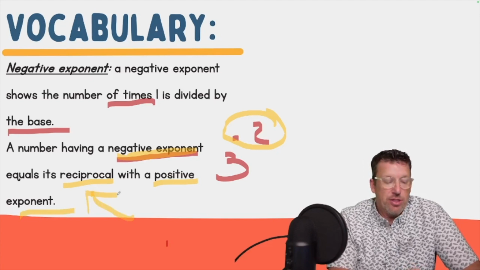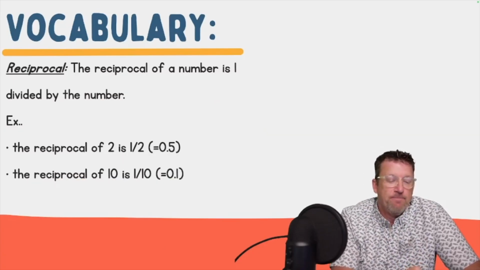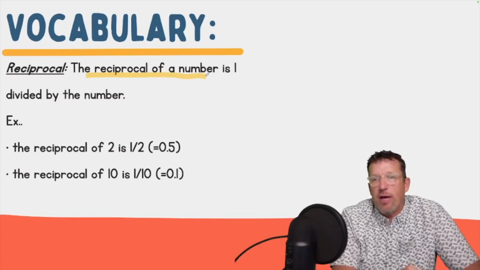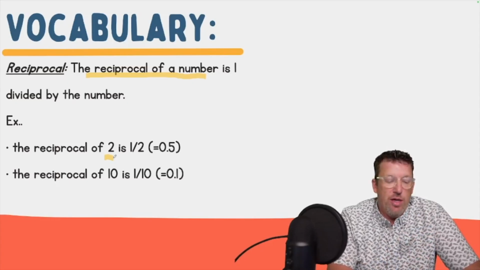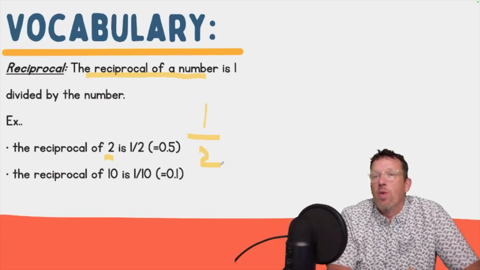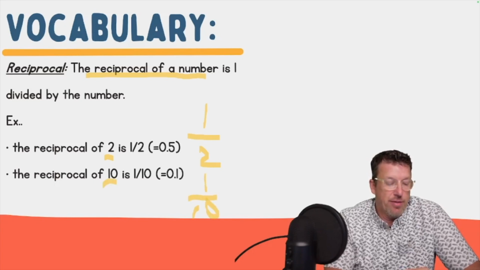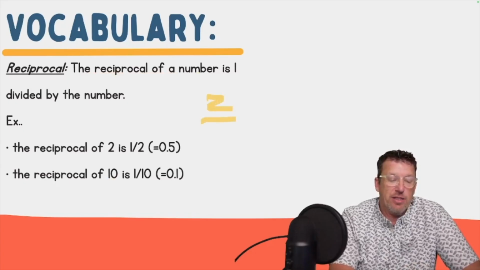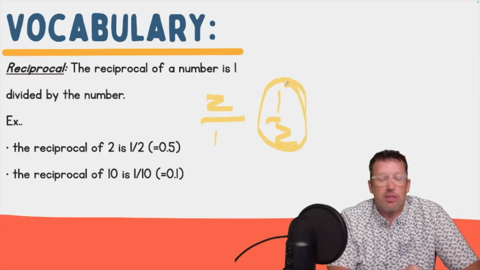You may not know what reciprocal means, so that's going to be our next vocabulary word. The reciprocal of a number is 1 divided by that same number. Basically, the way I think of it is, we're just going to flip it over. The reciprocal of 2 is 1 divided by 2. So you just take that number and put 1 above it. The reciprocal of 10 is 1 over 10. Because if we think about what 2 really is as a fraction, it's 2 over 1. And when we flip it over, it's 1 over 2. And that would be the reciprocal.